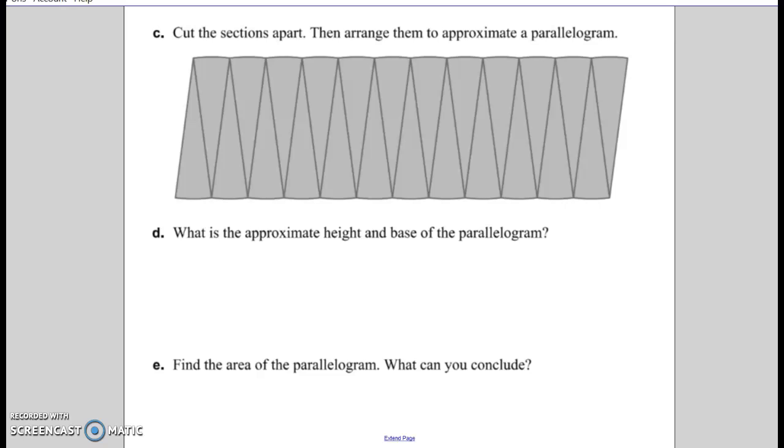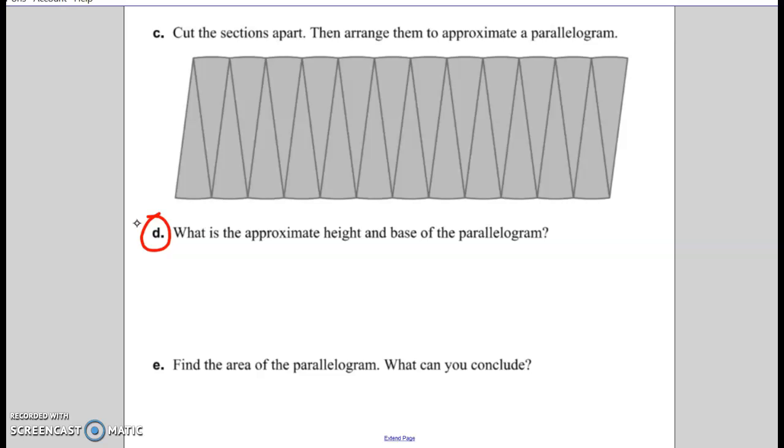They want you to cut the sections apart and arrange them into an appropriate parallelogram. Again, if you don't have the capabilities or the time to do this at home, you can just borrow this one as your own and answer the questions on the Google form using this one. Now this is cool. We're on to part D already, so if you can't do A, B, and C, don't worry about it. Let's just answer questions on part D. What is the approximate height and base of the parallelogram?